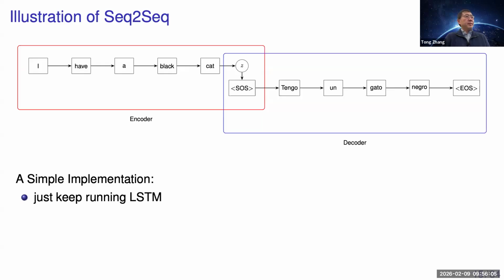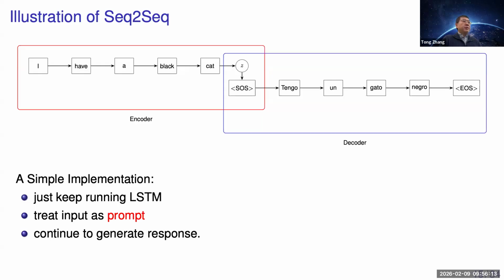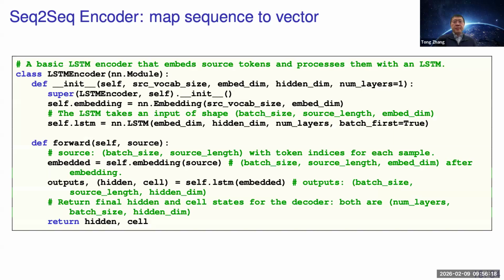So basically, just keep running the LSTM and treat the input as a prompt, right? Continue to generate responses, and then you are done. So here is the encoder, right? If you look at the outside, basically you just go through whatever the outputs are.